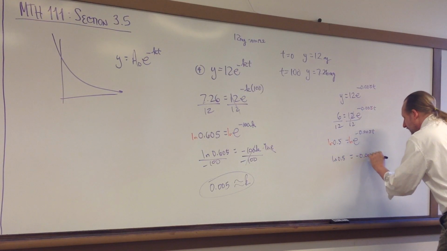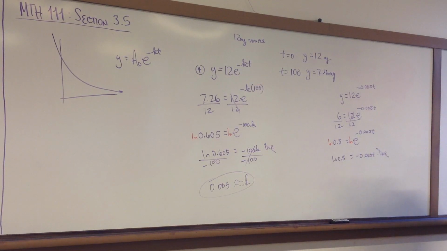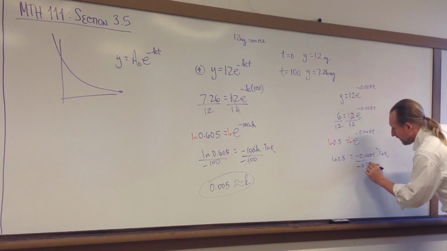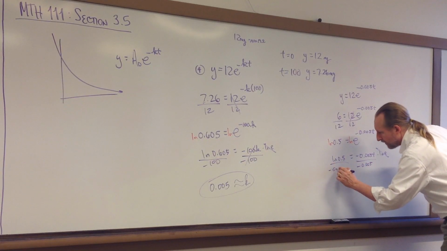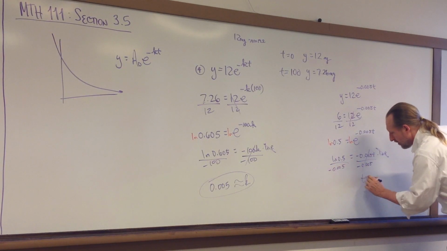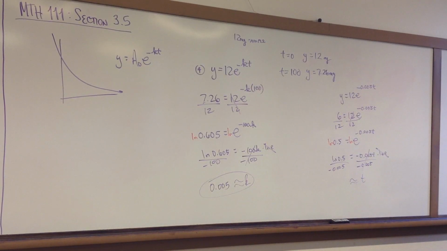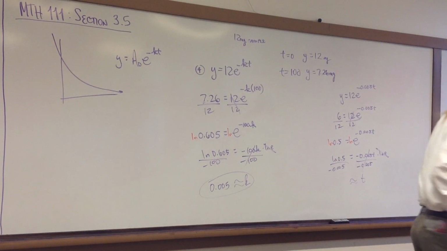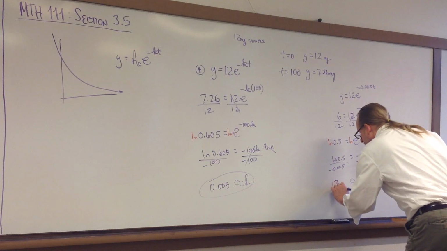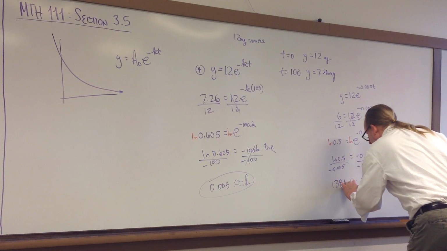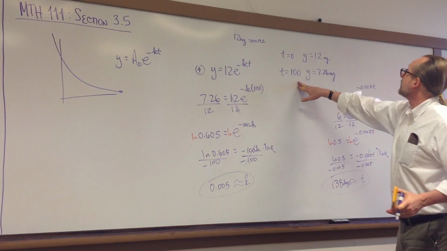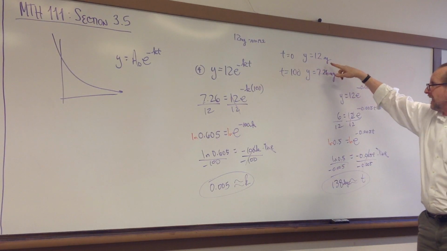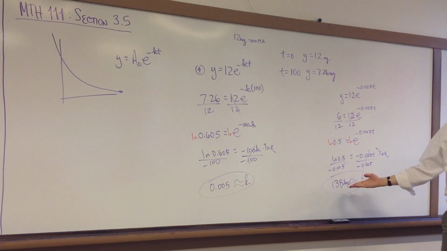Negative 0.005t times ln e. ln e is 1. And so all we have to do here is divide on both sides by negative 0.005. And that'll give us the half-life. So ln 1/2 divided by negative 0.005 is 138. What are we talking about here? Days. Okay, so t is 138 days. Notice that after 100 days, we have more than half of it left, so it makes sense our half-life should be over 100 days.